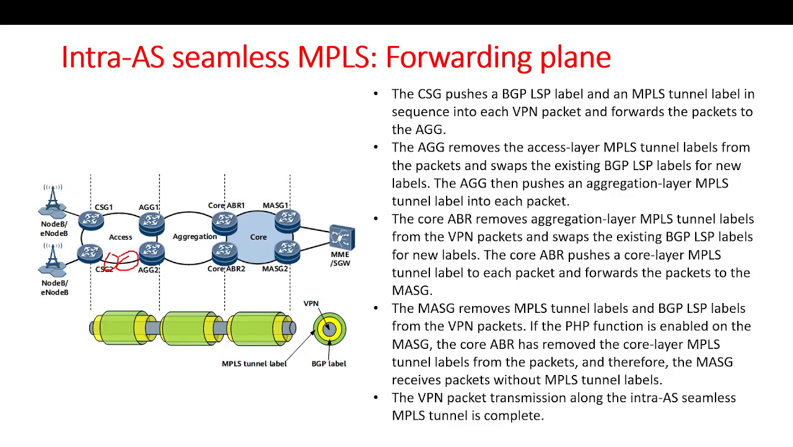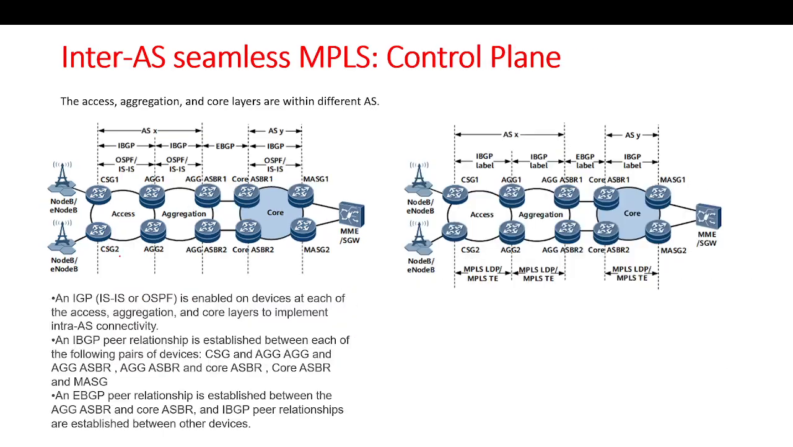So this is for intra-AS, the same autonomous system number. For inter-AS now, you have a network that is spanning multiple autonomous system numbers. You have to again deploy different protocols. You still need to have ISIS or OSPF for reachability. You still need to go ahead and deploy BGP between the CSG and the ASG, and the ASG and the RSG.